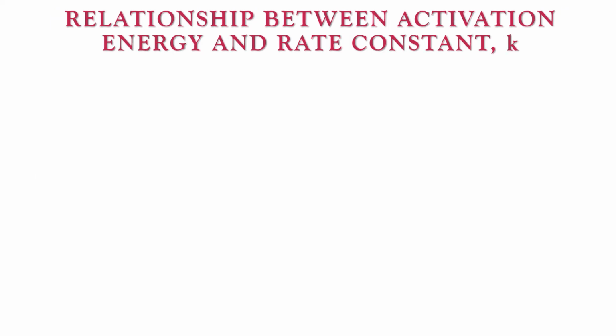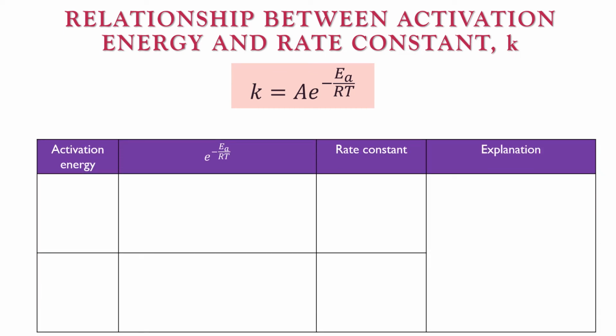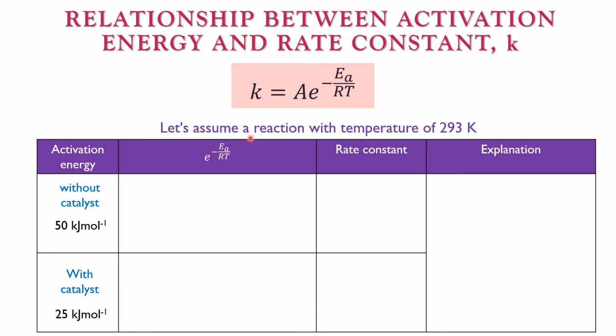Next, we will discuss the relationship between activation energy and rate constant K using Arrhenius equation. The first reaction is conducted without catalyst. Let's say the value of activation energy is 50 kJ per mole. The second reaction is conducted with catalyst. Catalyst will reduce the value of activation energy. Let's say it reduced to 25 kJ per mole. Let's assume a reaction with temperature of 293 Kelvin.